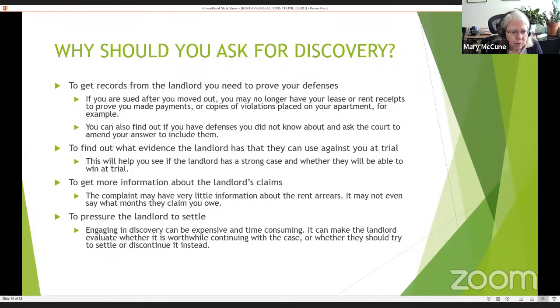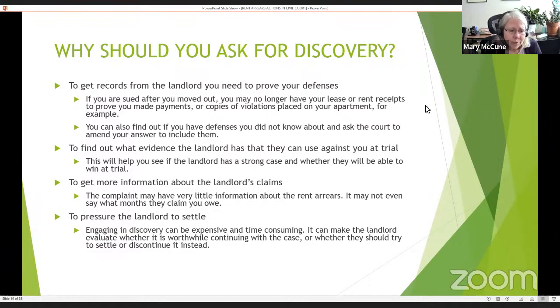It can also give you more information about their claims. The complaint that they serve on you often says very little. It doesn't always even say the months that they're claiming are owed. It just says they owe $13,000 without saying even from what year.